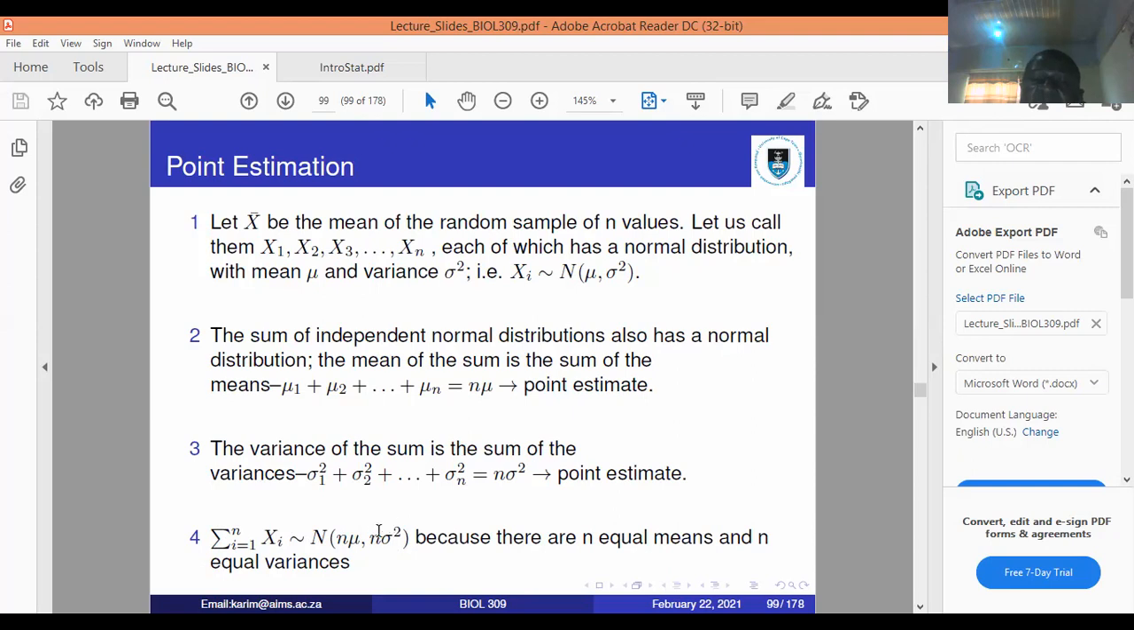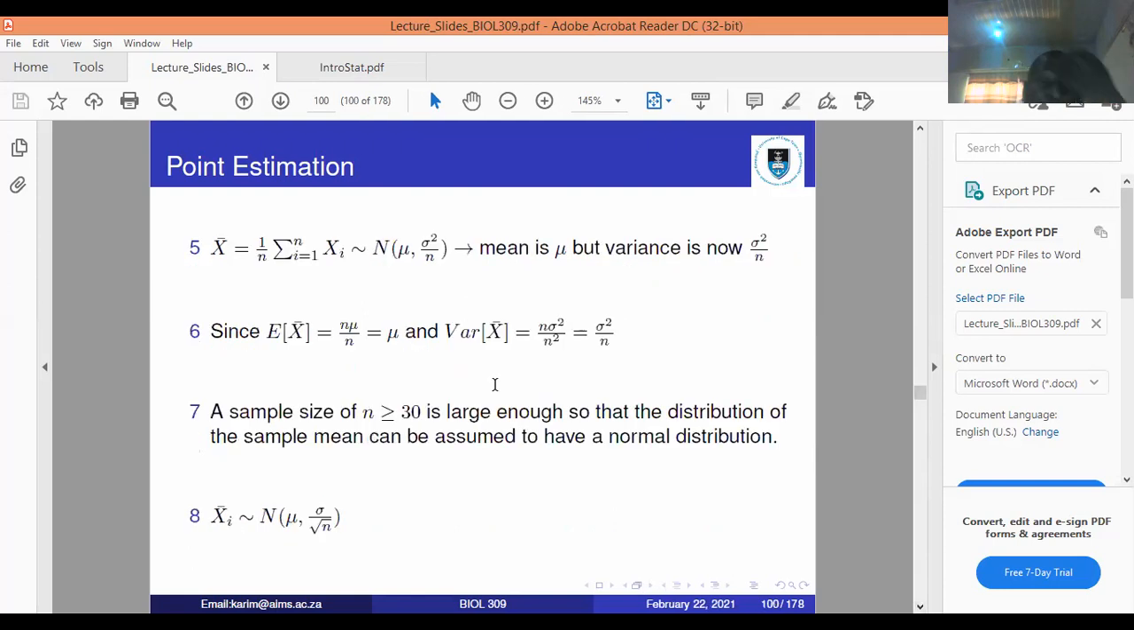Then here, because of the variance, I'm going to have n divided by n squared. So that is going to give me n sigma squared divided by n squared, which is sigma squared divided by n. So I'm going to end up with something like this. So x bar, the mean, is going to be distributed as normal with mean mu, and your variance is going to be sigma squared over n.